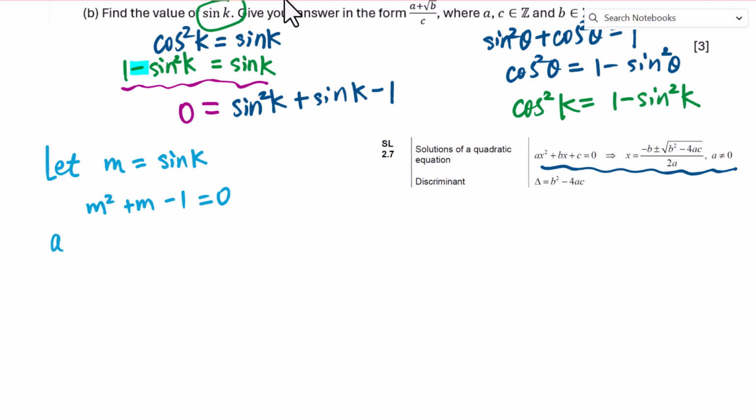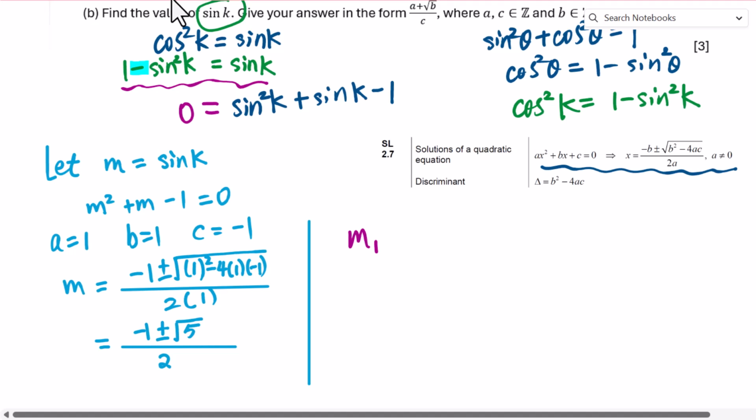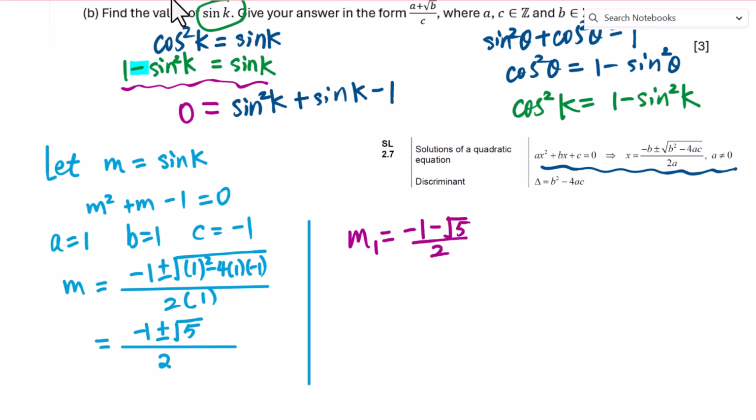Coefficient of m squared is 1. B equals 1. C equals -1. So we get m equals -b, which is -1, plus or minus the square root of 1 squared minus 4 times 1 times -1, over 2 times 1. Simplify. We got -1 plus or minus the square root 5 over 2. So we get m1 equals -1 minus the square root 5 over 2, or m2 equals -1 plus square root 5 over 2.